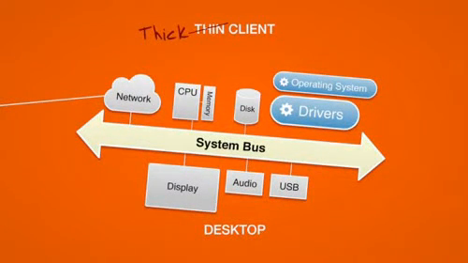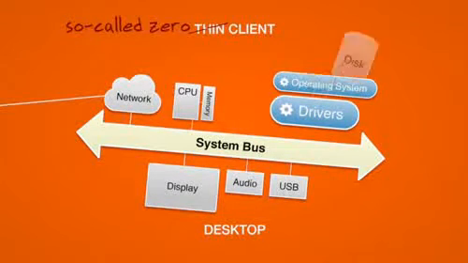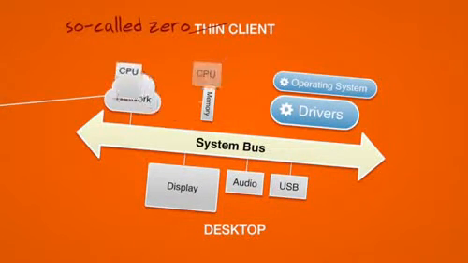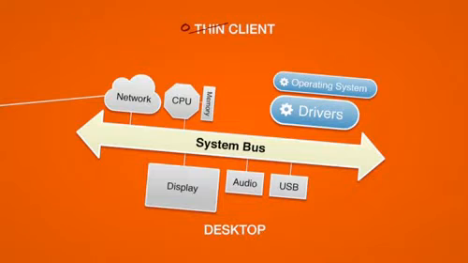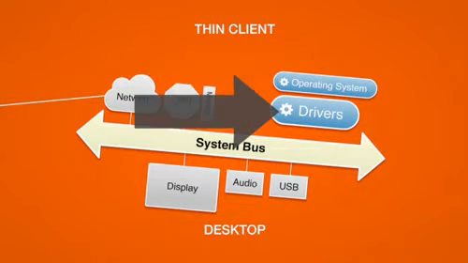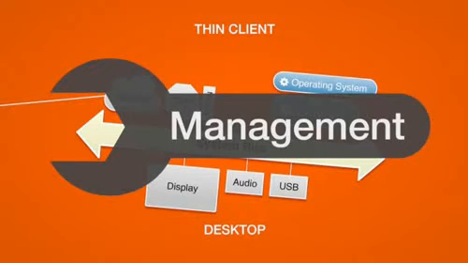Even thin client vendors know this, which is why they've tried to disguise thin clients as zero clients. They've tried getting rid of the hard drive, and even gone so far as to swap out the x86 processor for other types of processors. But at the end of the day, these so-called zero clients are still thin clients. After all, they have a processor, run an operating system, have drivers, and require management.